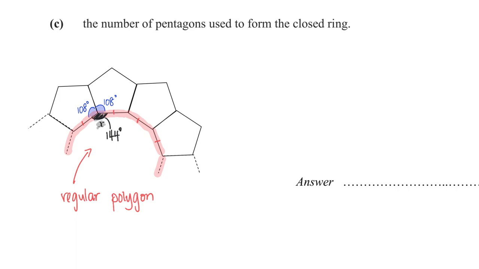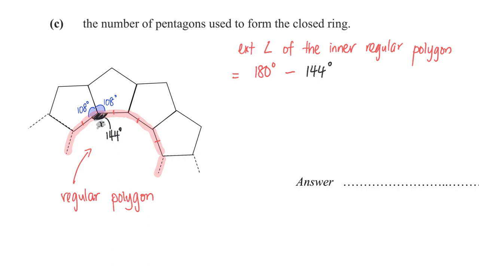Yeah? So for a start, I'm going to make use of the fact that this is a regular polygon. So the exterior angle of the inner regular polygon is therefore equal to 180 degrees minus the interior angle, because exterior angle and interior angle add up to 180. So this will give me a value of 36 degrees.